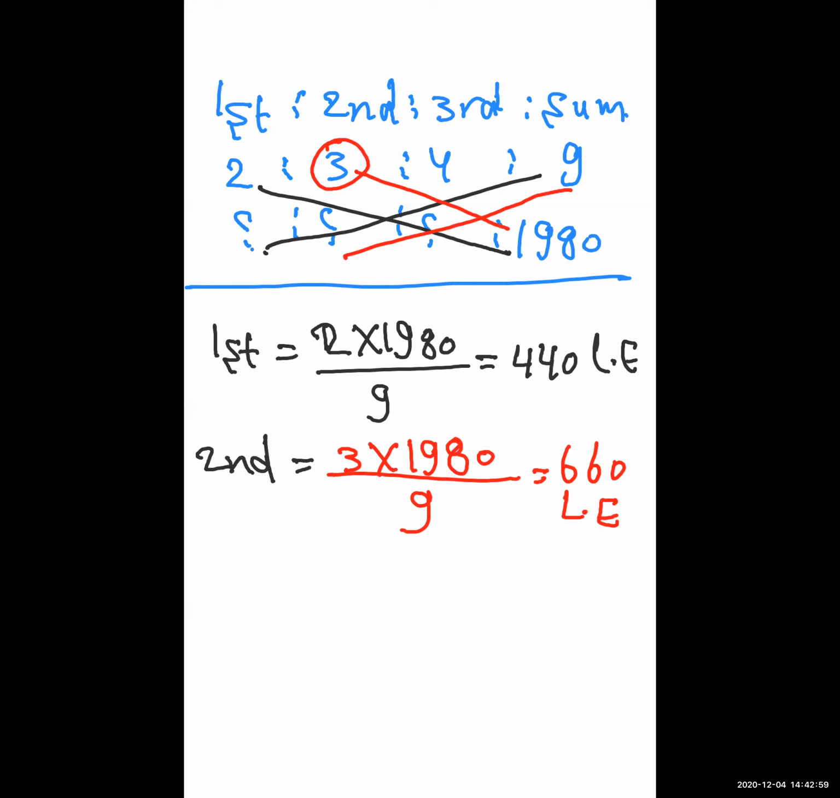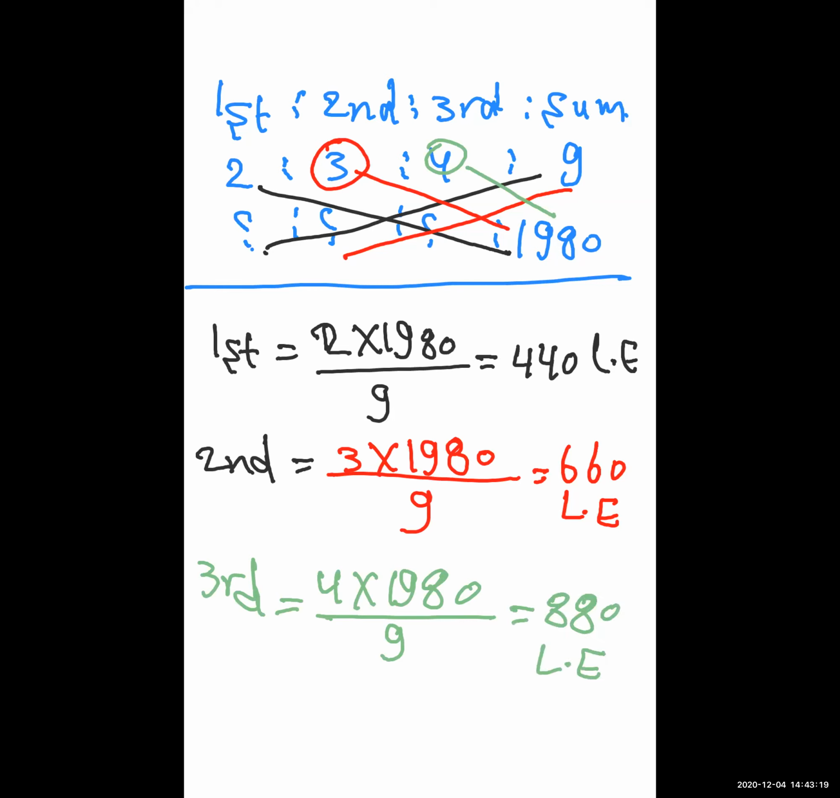Now the last person, which is the third. So third will equal 4 times 1,980 over 9. So 880 pounds. That's it. Now, guys, is it clear? Okay, very good. One more example, guys, one more example.